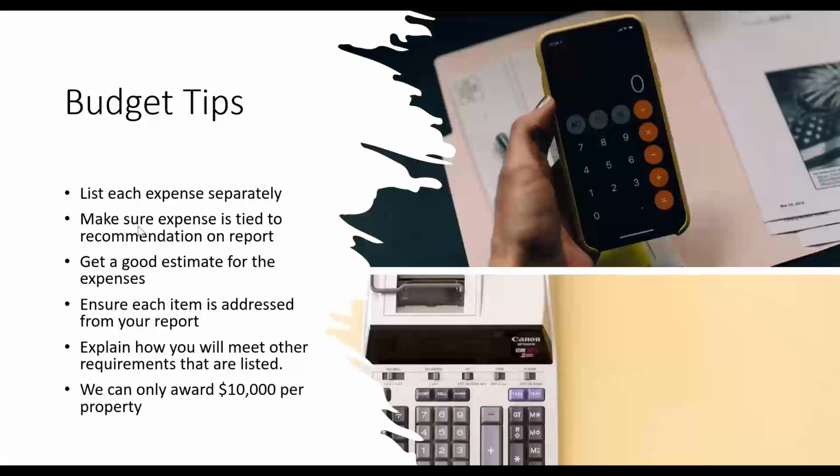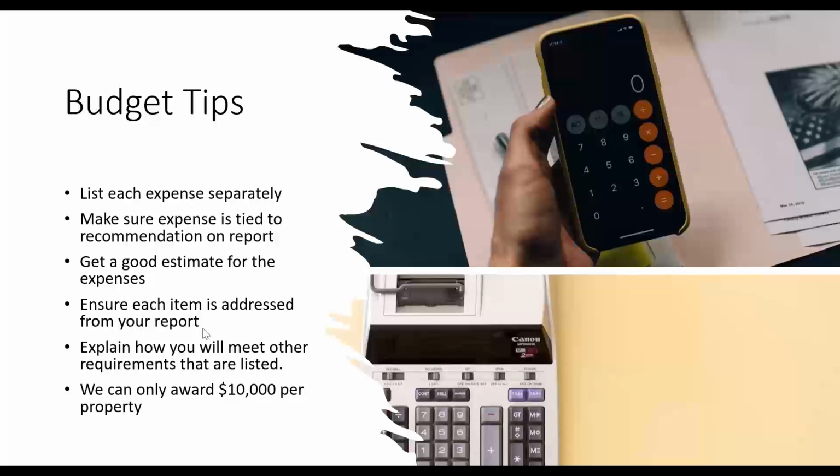And then make sure each expense is tied to a recommendation on the report. So again, make sure that you are making the argument that this supports what the reviewers found when they visited the property. And get a good estimate for your expenses. So again, it's a pain. We can make adjustments, but it's a pain in the butt to make adjustments to your budget, and you can't ask for additional items once you've submitted your budget. So get a good estimate, put together a good budget.